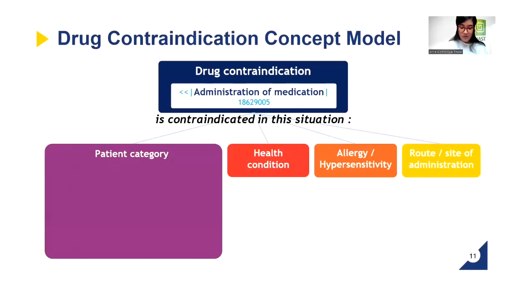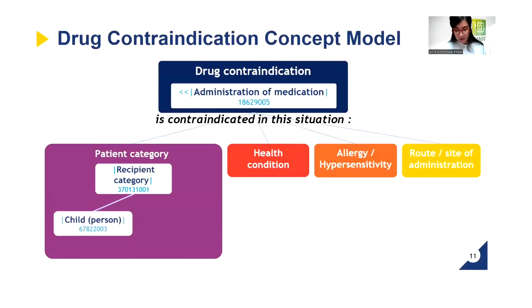These attributes include the recipient category, which allows us to specify an age group, but also a population category or a subgroup or demographic information. We also added here a LOINC concept to represent quantitative observations like age.